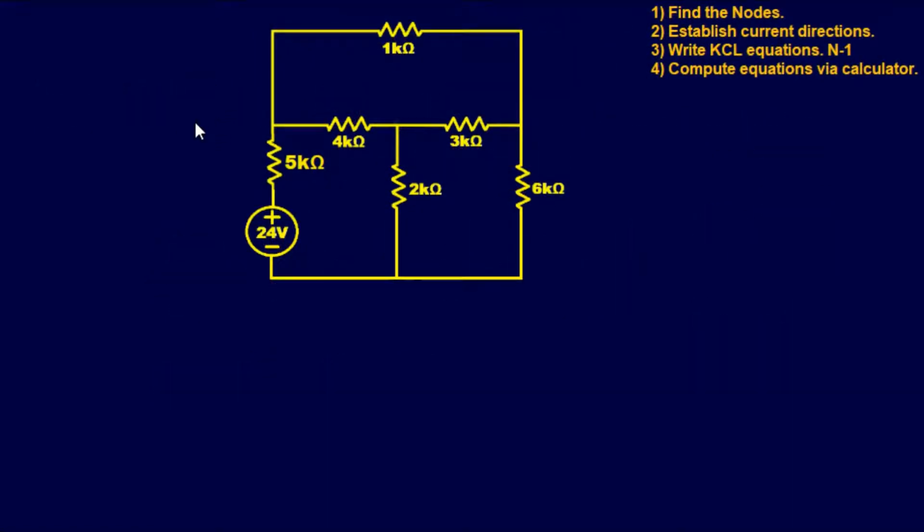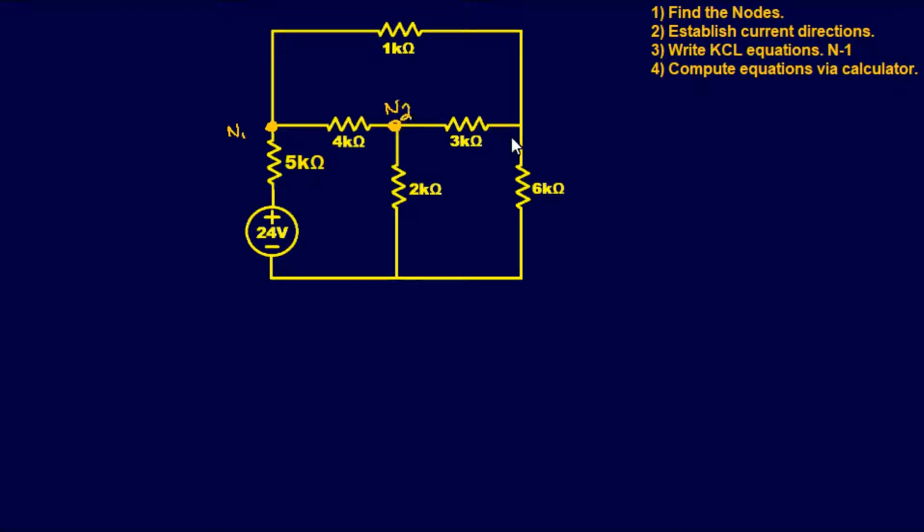Alright, for this next example, this one's going to be a little bit more tricky and a little bit more time consuming. However, if you're able to do this one, you can just about do them all. So we're going to follow these steps and see if we can come up with a final answer. So we're going to find our nodes. Well, I have one right here. We'll call that node 1. I have a node right here.